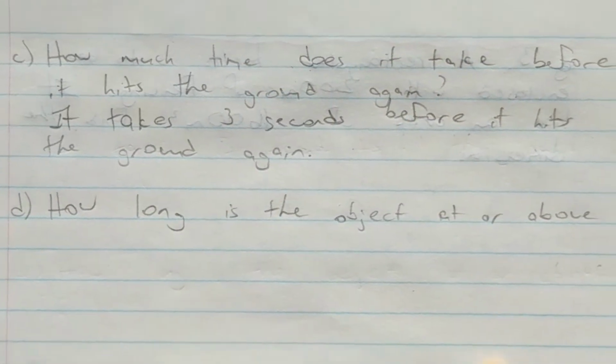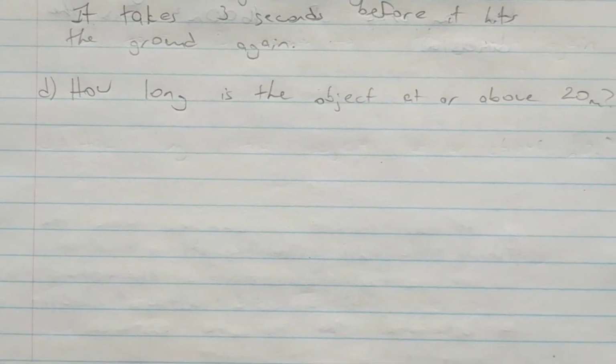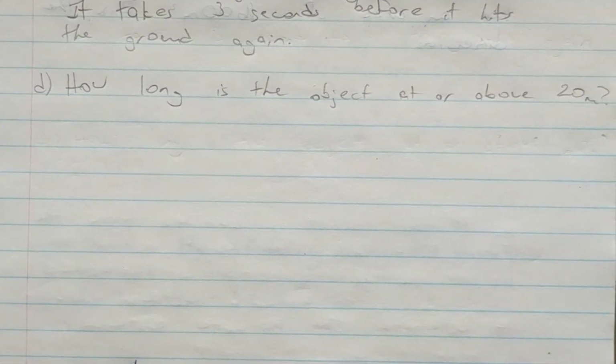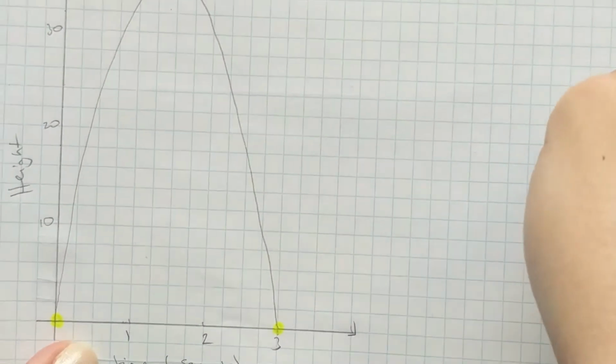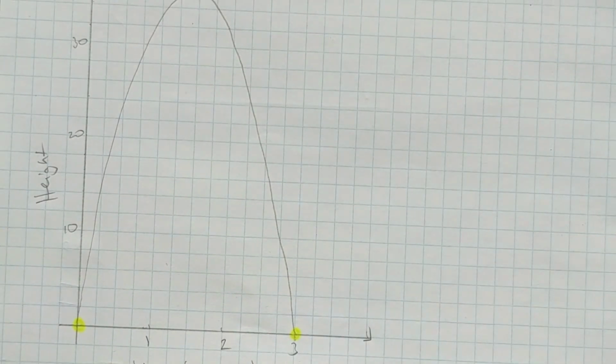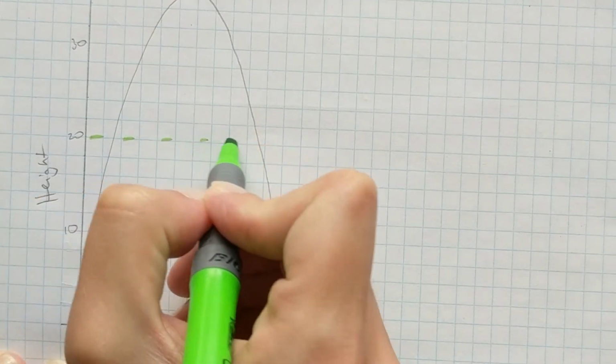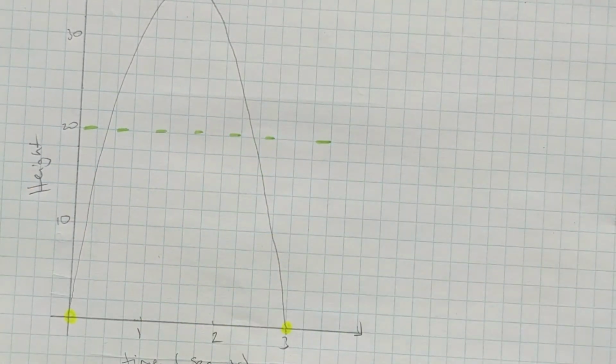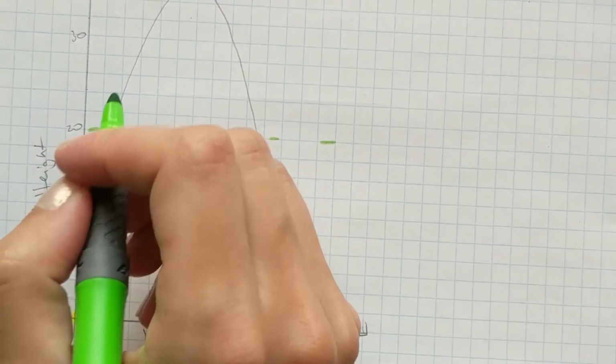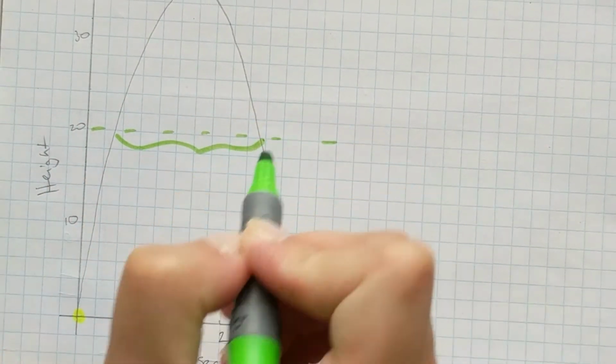Awesome. Okay, how long is the object at or above 20 meters? Maybe this is the height above an object. We don't know. All we need to know is how long it is above 20 meters. We can consult our graph for this. We can say, well, 20 meters is here. So I need to find the distance between here and here.